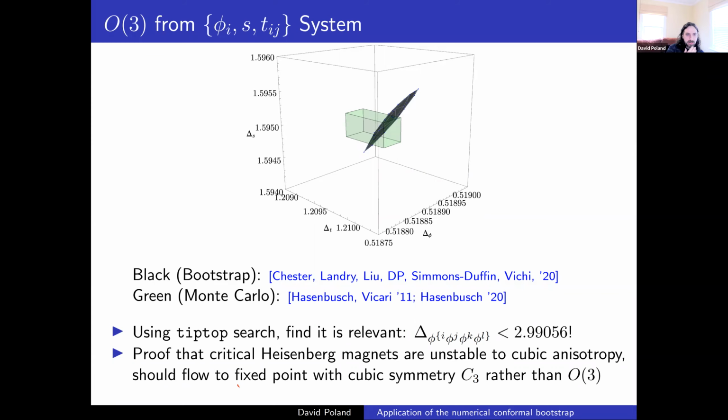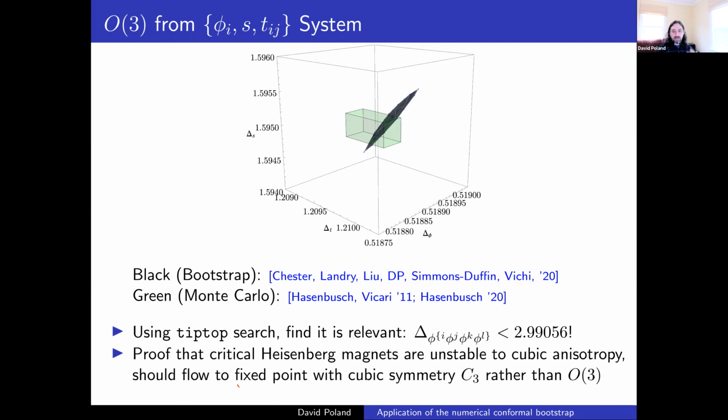This is an interesting physics question because it's related to whether Heisenberg magnets described by the O(3) model are stable or unstable to cubic anisotropy. If you consider anisotropic deformations which preserve cubic symmetry, rather than a full O(3) symmetry, you effectively deform the theory by adding this 4-index tensor operator to the Lagrangian. And if it's relevant, then the theory will flow to a different fixed point called the cubic fixed point.